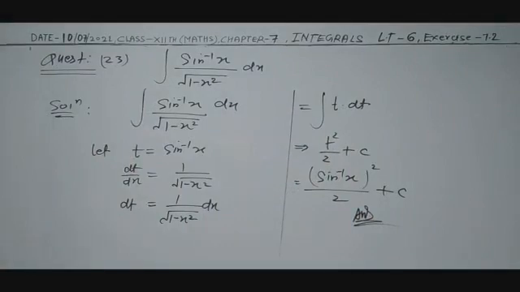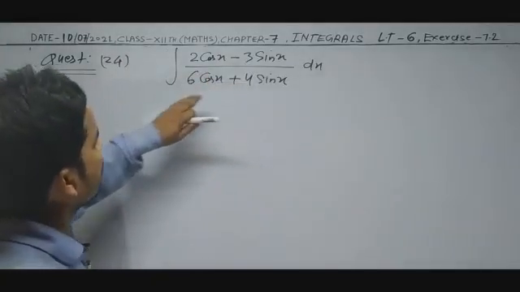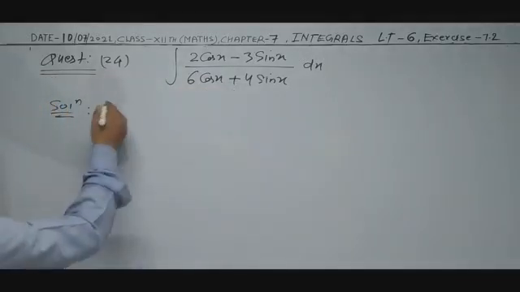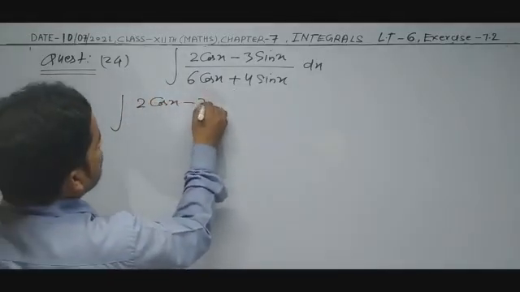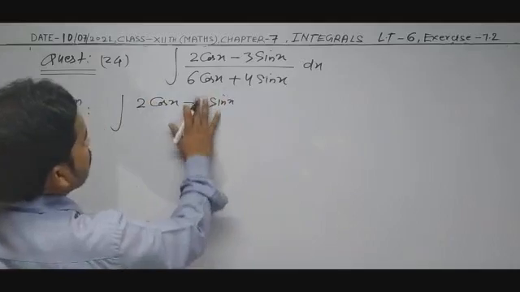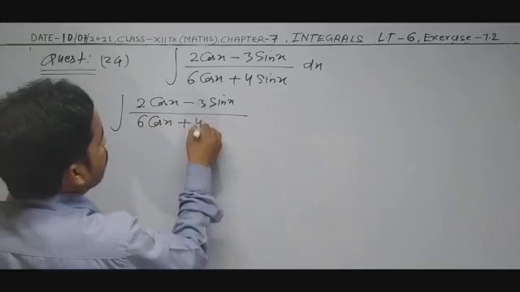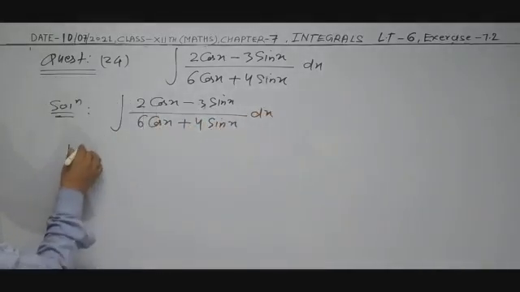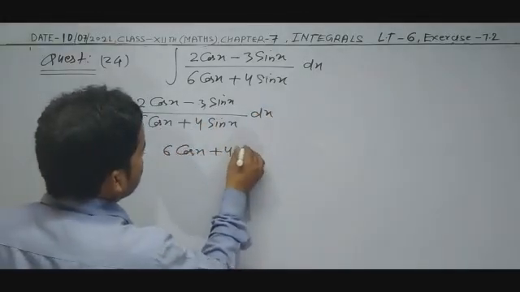Now come to question number 24. Question number 24 is integration of (2 cos x minus 3 sin x) whole upon (6 cos x plus 4 sin x) dx. Now in this question, write the function integration of (2 cos x minus 3 sin x) whole upon (6 cos x plus 4 sin x) dx. Let t is equal to 6 cos x plus 4 sin x.